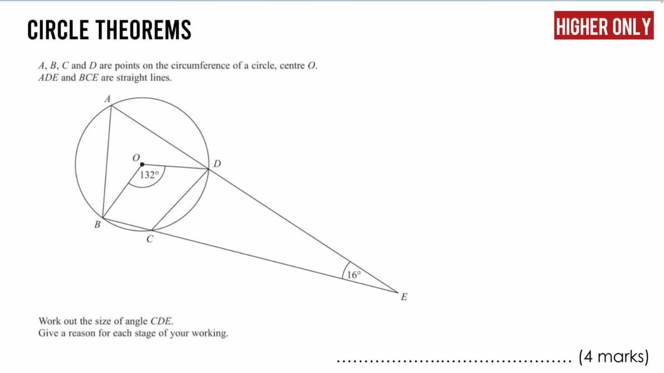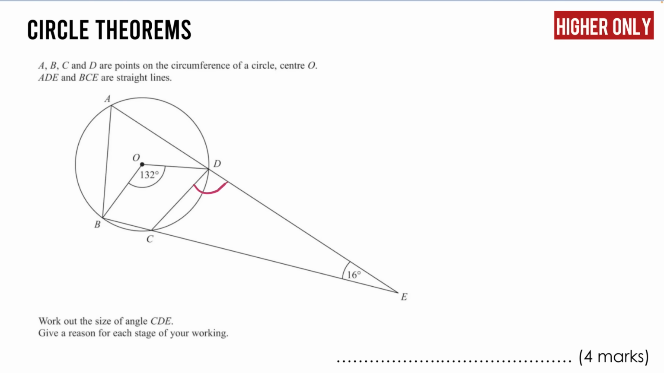Okay, so for circle theorems, there are so many different types of questions that you could see. This one here involves a nice little selection of some different circle theorems. It asks us to work out the size of angle CDE. CDE is this angle here, and we have one other angle within the triangle. We've got the 16 down outside of the circle there.